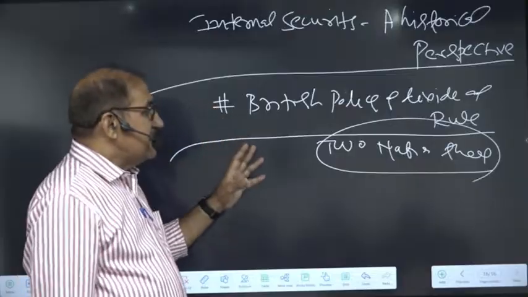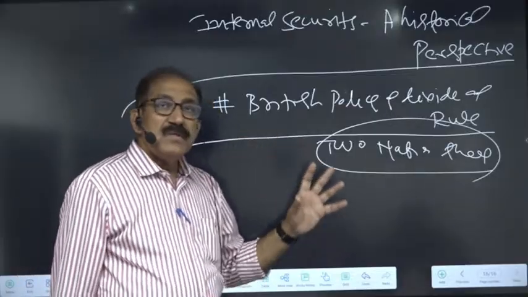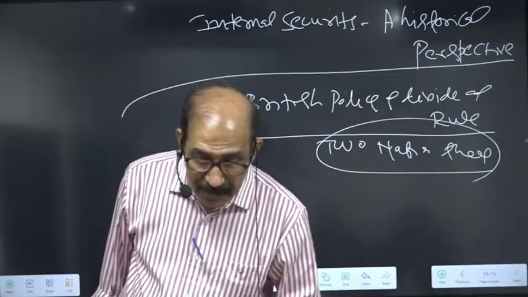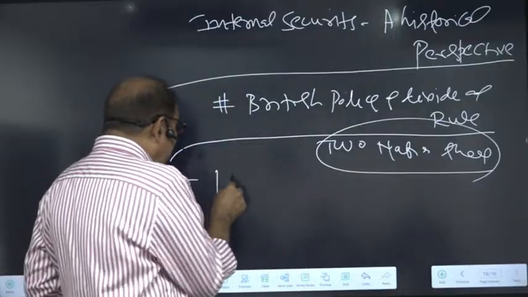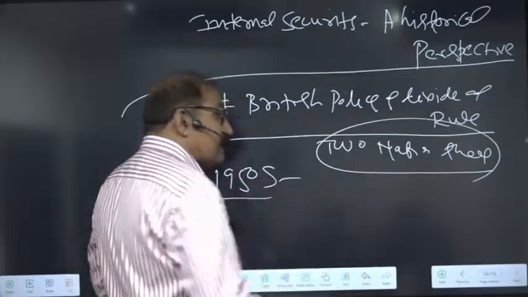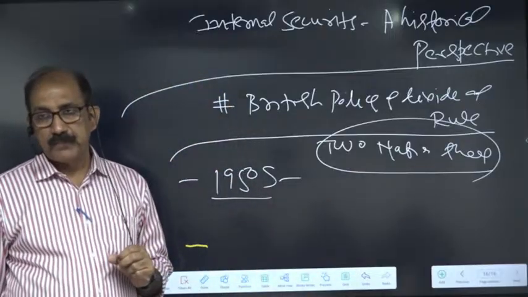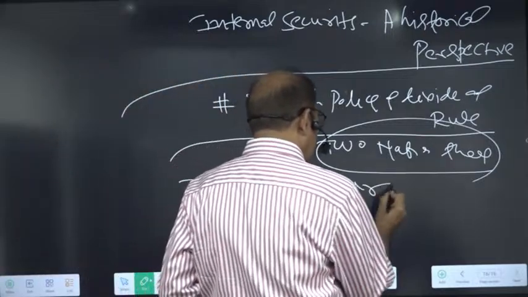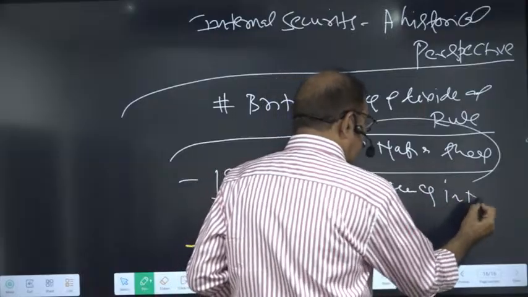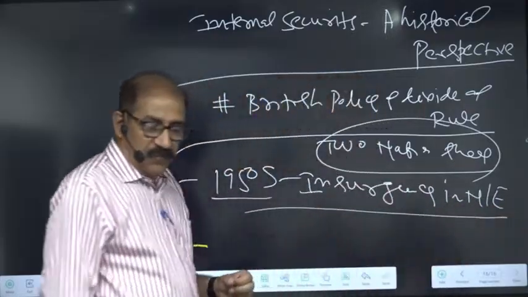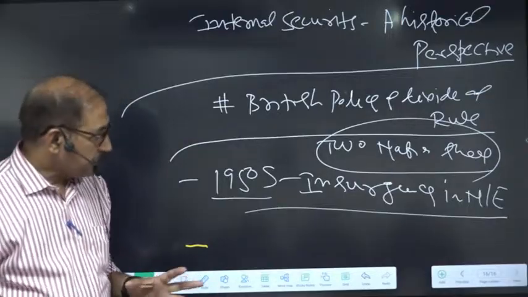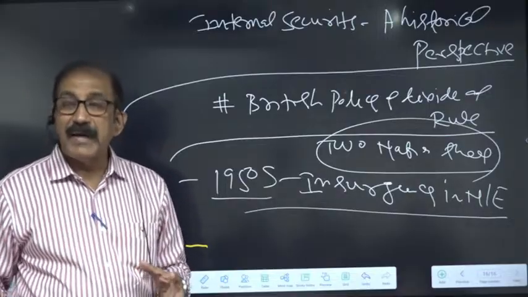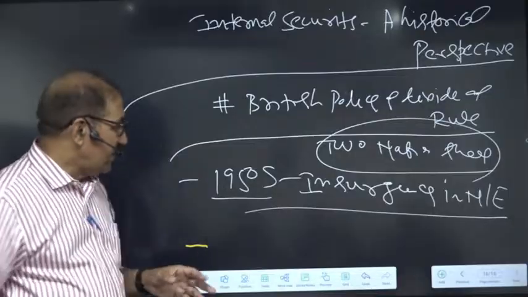So first is the British policy of divide and rule, the two nation theory leading to that, which became a root cause of the internal security problem that we had. Now, the second thing that we started during the 50s was the problem of insurgency in Northeast. Even though we have solved it to a great extent, the problem remains there. That we'll discuss later on.